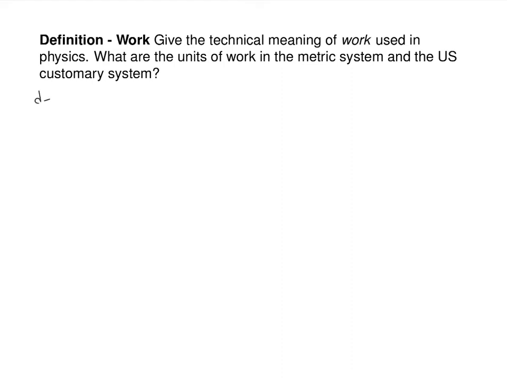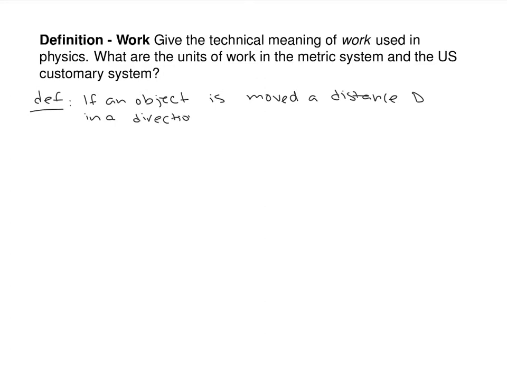So the definition is this: if an object is moved a distance d in the direction of a constant force F, the work is force times distance. Work is W equals force times distance.